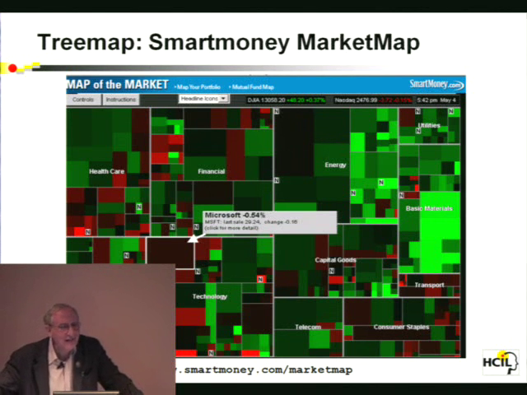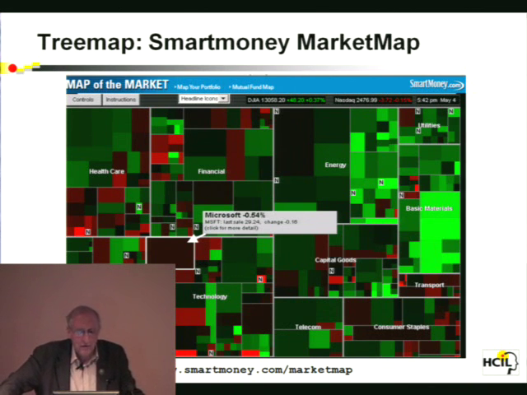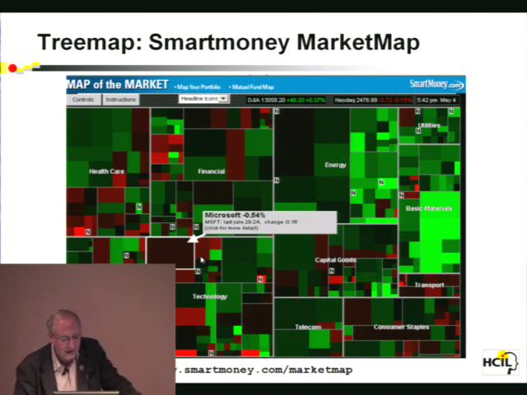We were delighted that Martin Wattenberg made this a popular story when he put out Smartmoney's MarketMap in 1999. I was a consultant for them. And this shows 11 industry groups on the stock market, about 600 stocks. And the green ones are rising, the red ones are falling, and the area indicates the market capitalization. So you can see Microsoft's one of the larger in the technology sector here.